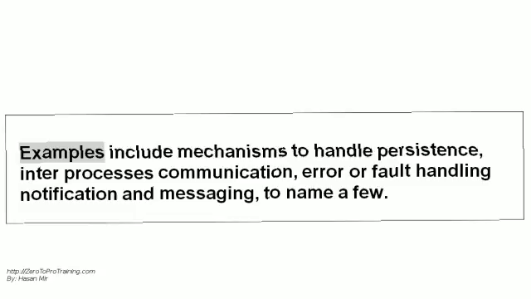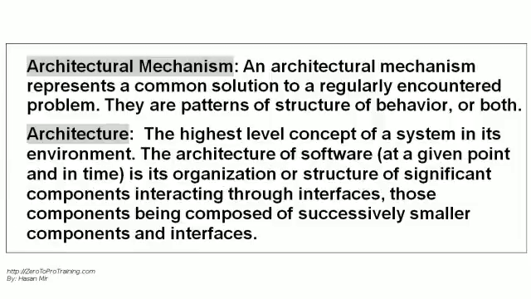Examples include mechanisms to handle persistence, interprocess communication, error or fault handling, notification and messaging, to name a few. Next, architectural mechanism. An architectural mechanism represents a common solution to a regularly encountered problem. They may be patterns of structure, behavior, or both.